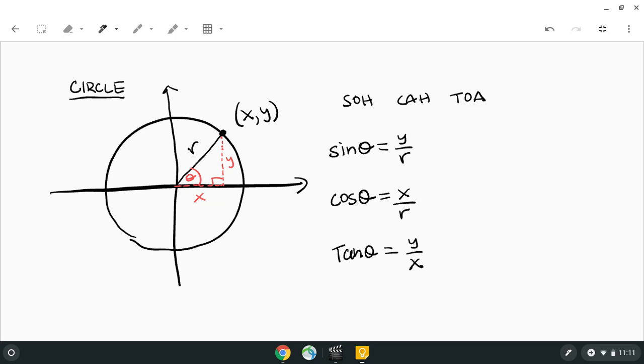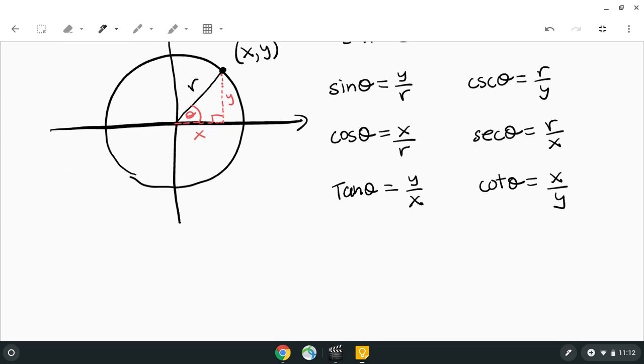Okay. And then I can get my other three by taking the reciprocals of these. So if I do cosecant, that's the reciprocal of sine. So that's going to be r over y. If I do secant theta, that's the reciprocal of cosine. So it's going to be r over x. And if I do cotangent, that will be the reciprocal of tangent. So that's going to be x over y.